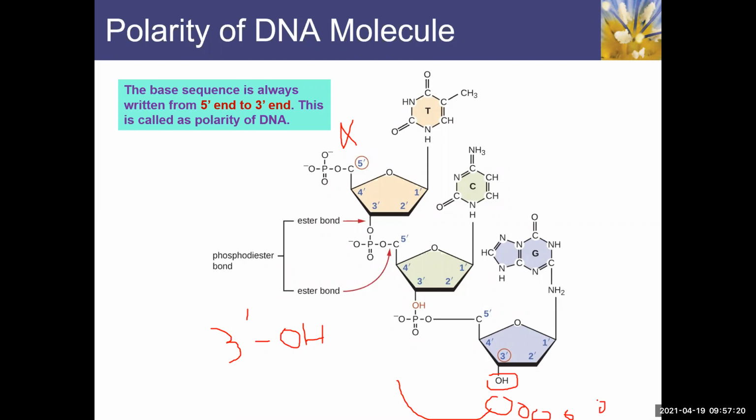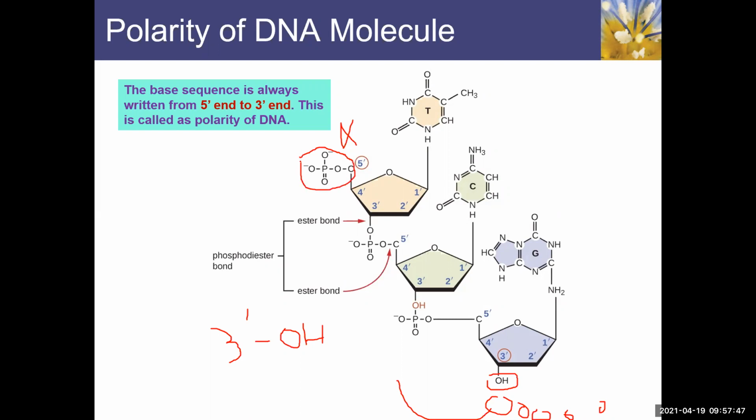Every DNA strand has two ends: the 5' end and the 3' end. When I say 3' end, it should come to mind that it is the third carbon of the sugar, which has a hydroxyl group attached to it. And when I say 5' end, it is always attached to the phosphate group, as you can see over here.